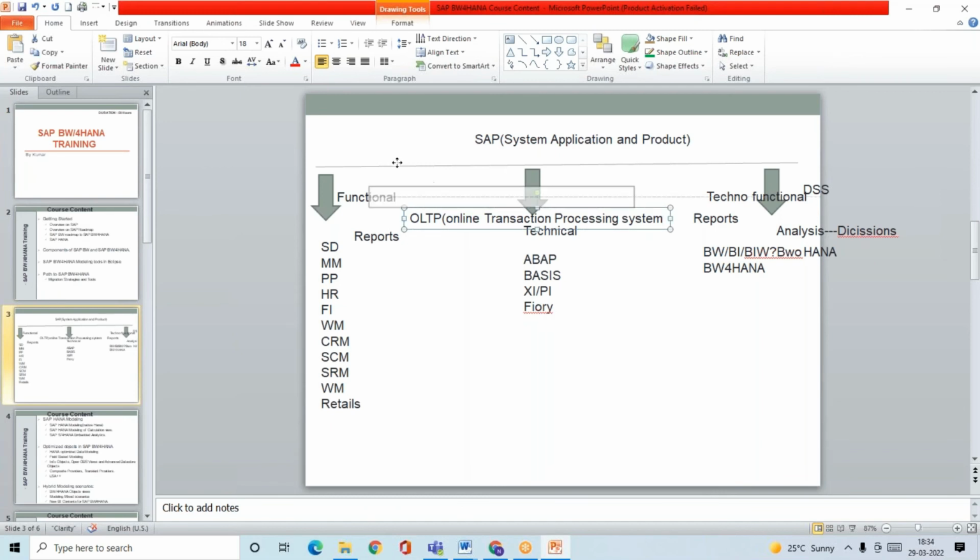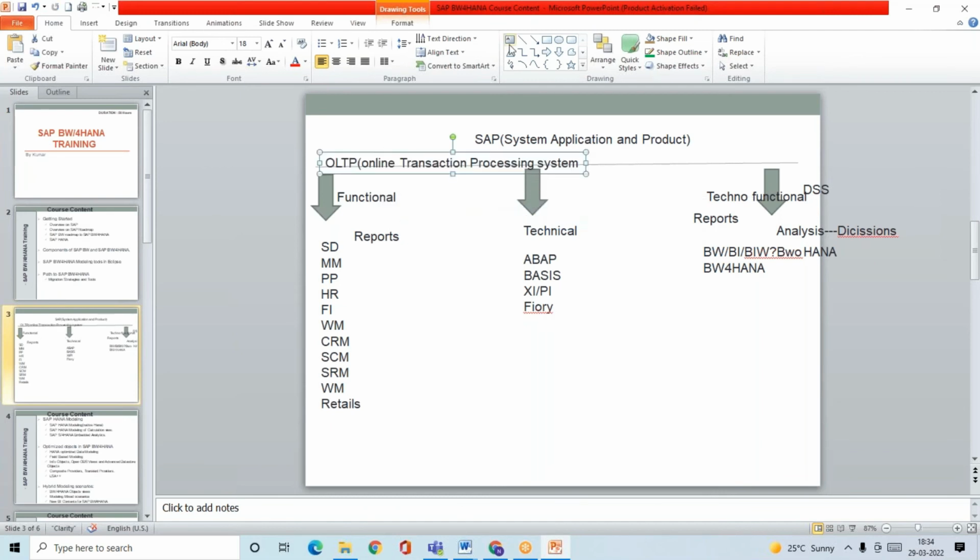Online analytical processing system, and your BW system works on OLAP, online analytical processing system. So the main function of your OLTP system is to perform your day-to-day transactions. The best example is your ATM machine.